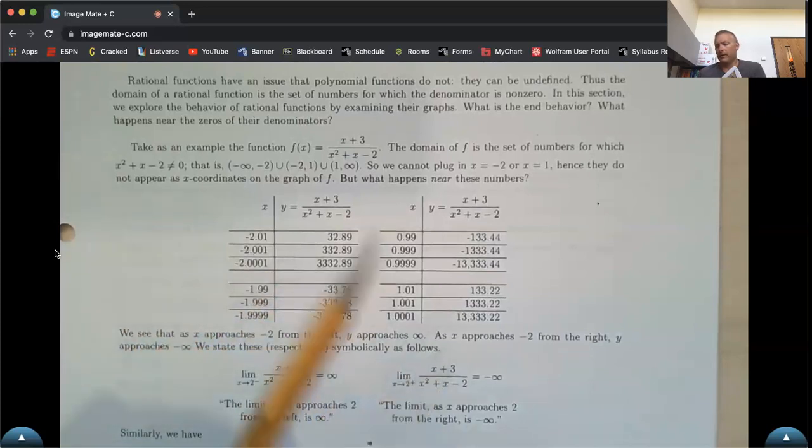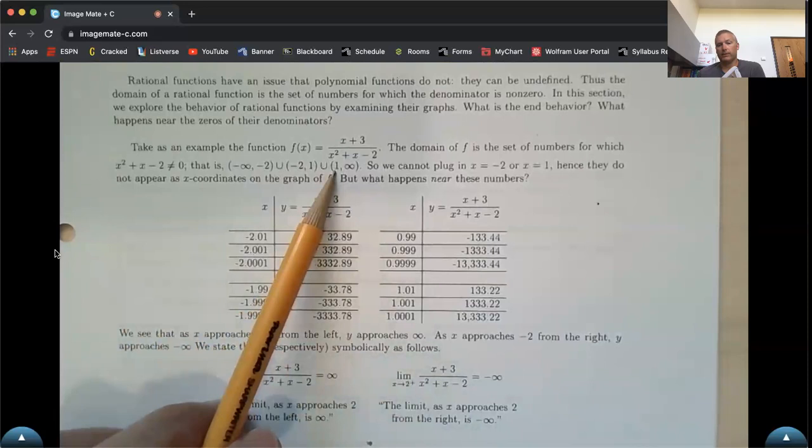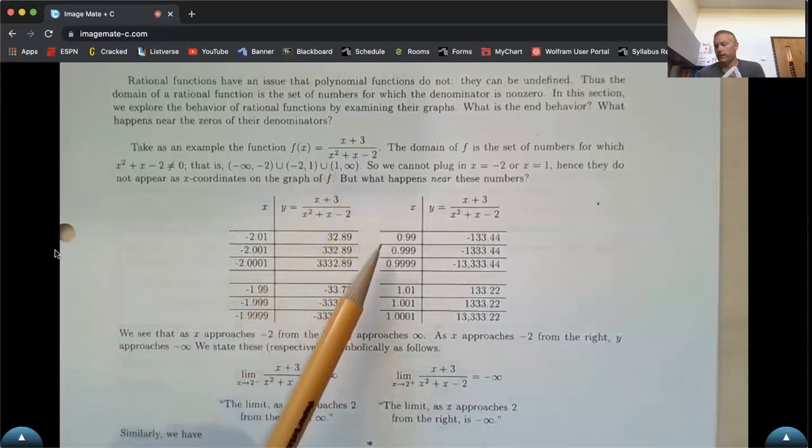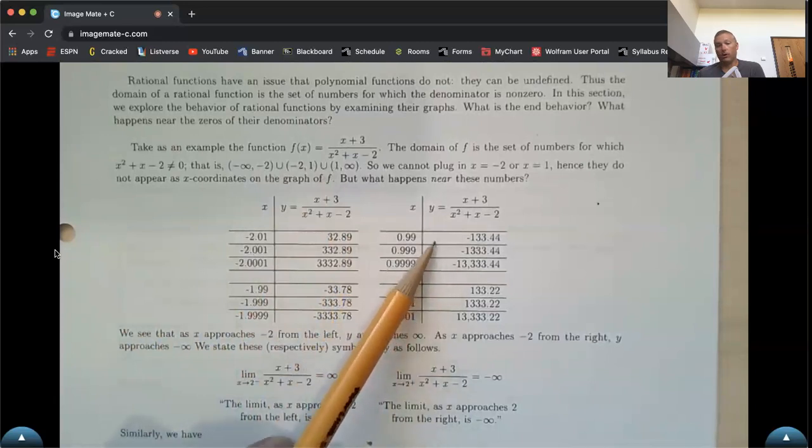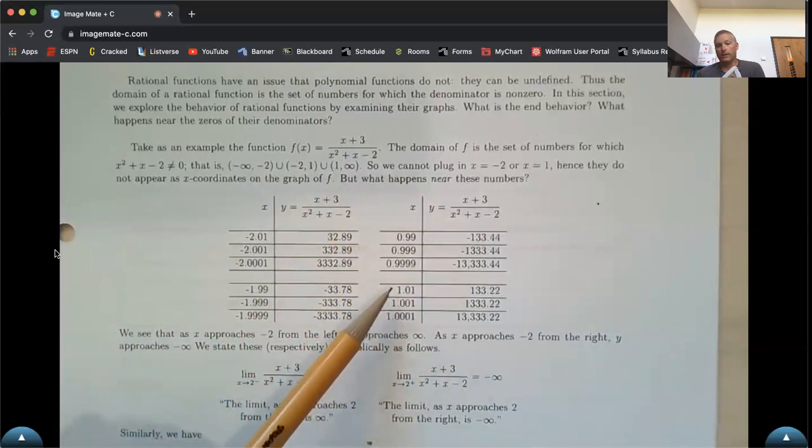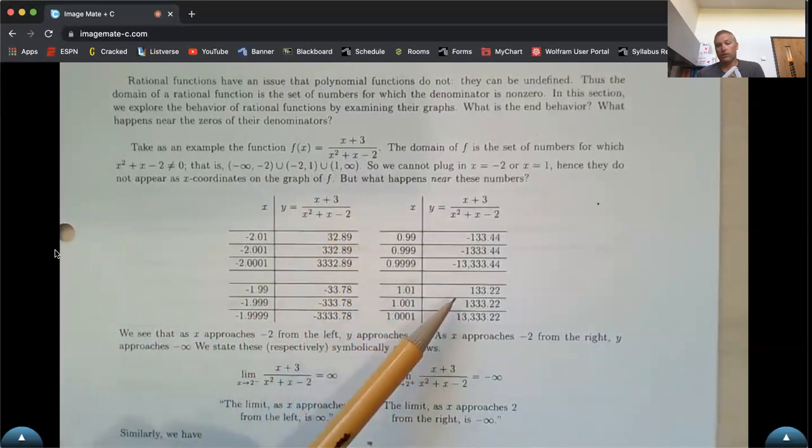Now, the other bad number is 1. That would make the denominator 0 as well. As x gets closer to 1 from the left side, the y's are getting large in magnitude in the negative direction. As we approach x equals 1 from the right side, the y's are getting large in magnitude in the positive direction. So what happens as we get close to the zeros of the denominator is generally that the y coordinates get very large in one direction or another.